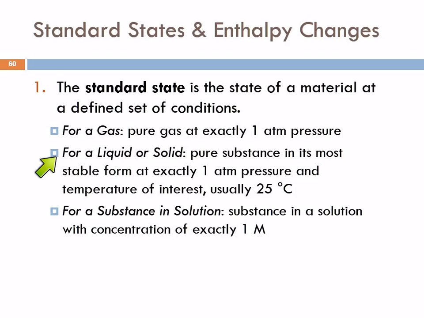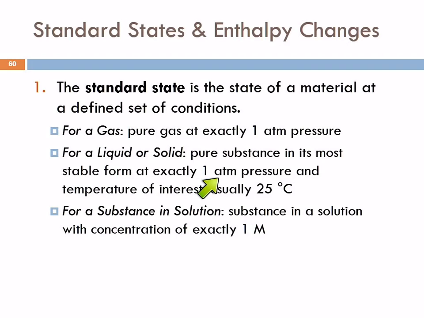If it's a liquid or a solid, we're talking about the pure substance in its most stable form. Some elements have more than one form. Carbon can be found as graphite or as diamonds. Graphite is the most stable form, I think it is. Don't quote me on that. One form is always more stable than the other.